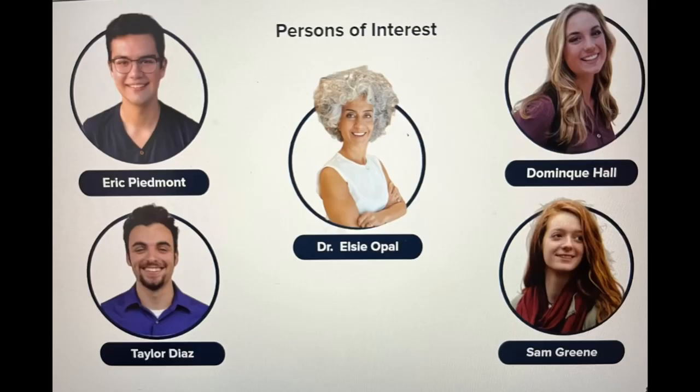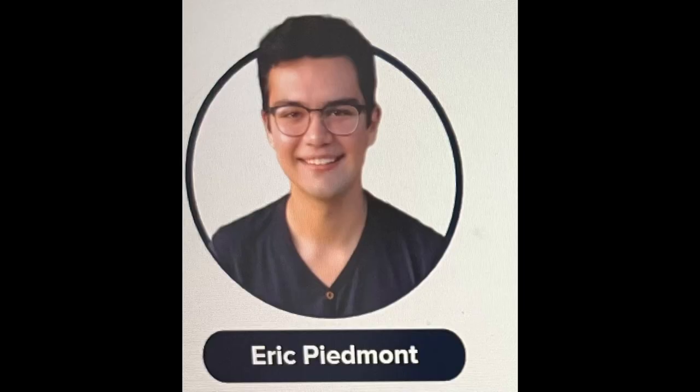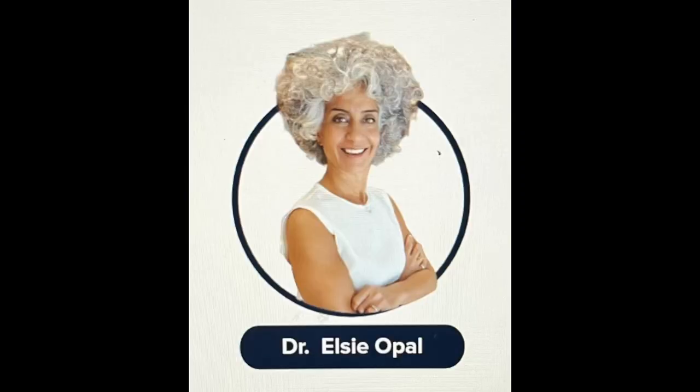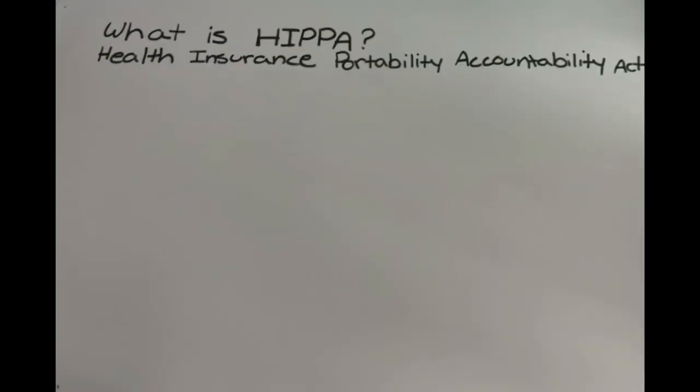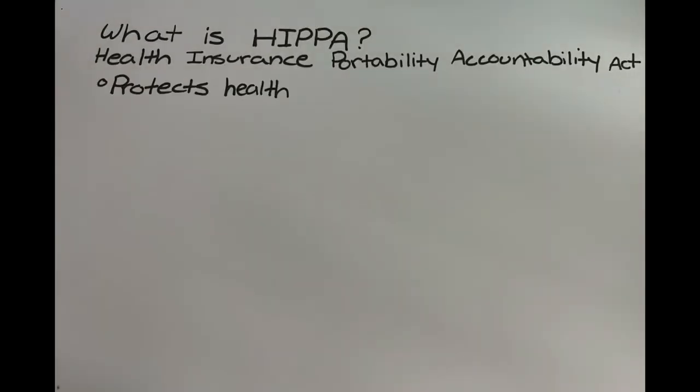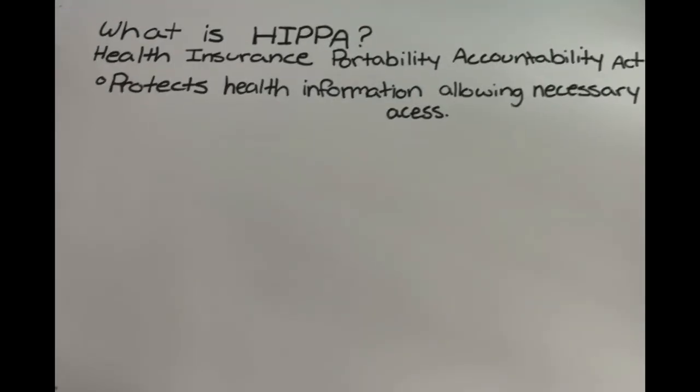Many people believe it was a murder because there are many suspicious suspects and lots of evidence pointing towards them, such as Eric's DNA being at the crime scene or Dr. Opal not wanting her blood to be taken. This is where HIPAA comes in. First of all, what is HIPAA? HIPAA stands for Health Insurance Portability and Accountability Act. This protects individual health information while allowing necessary access to health info.